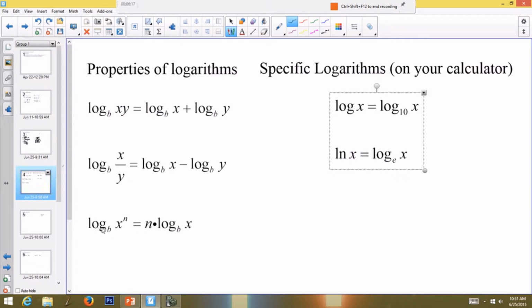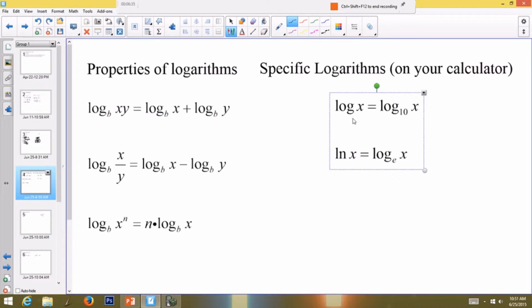And this expression, this is the one where we take the exponent and bring it down front. This is what we can use to solve equations that have variables as exponents. So we're going to do one of those later on too.